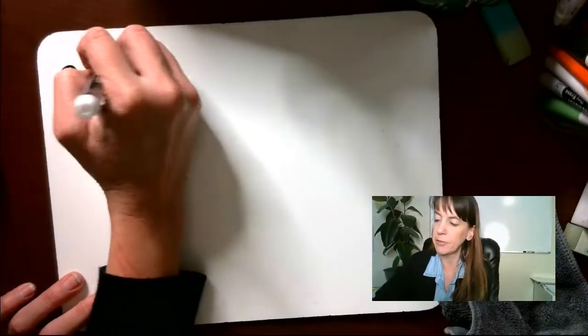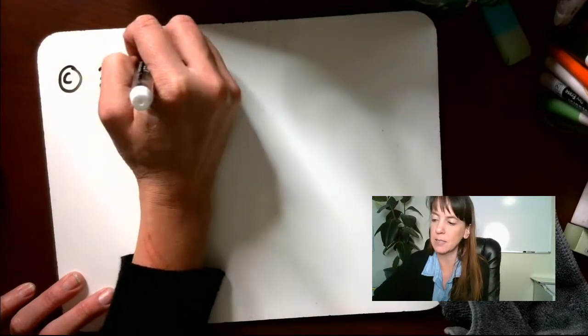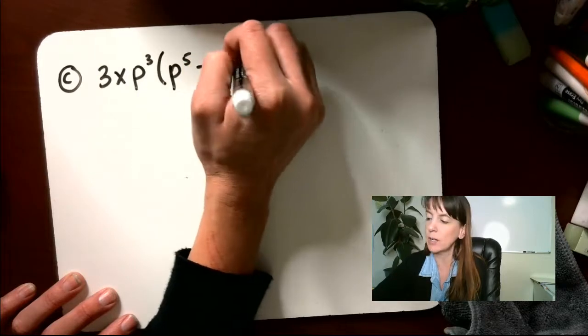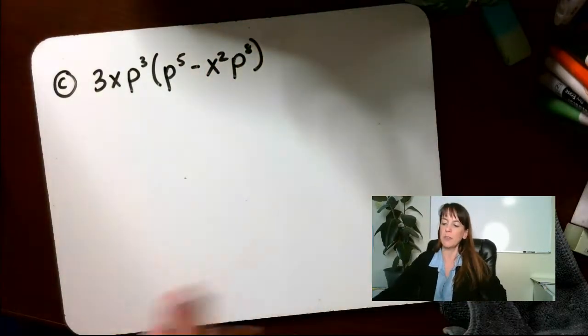For C, we have 3x p to the 3rd, p to the 5th minus x squared p to the 8th. All right, so we've got 8 chunks there.